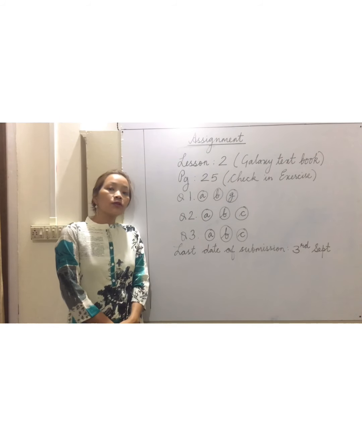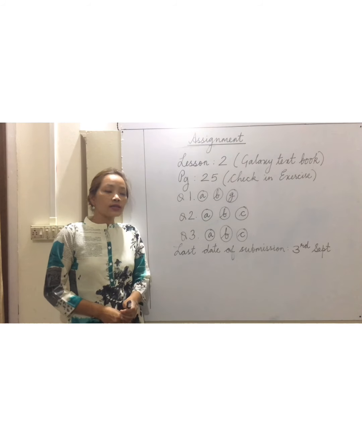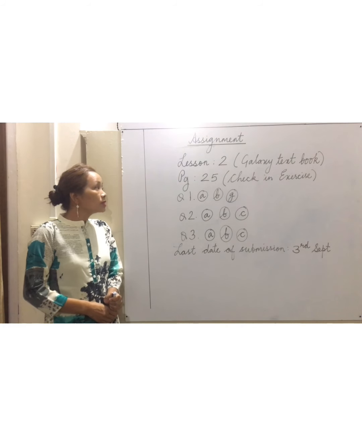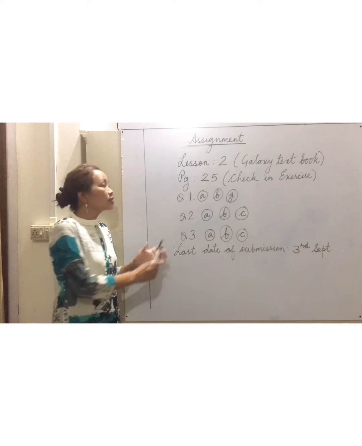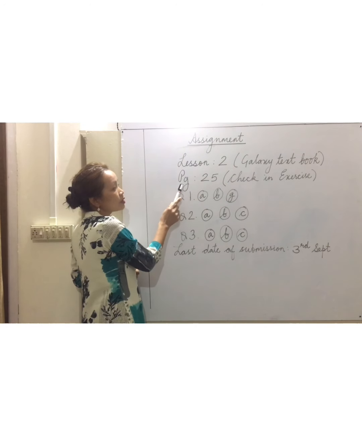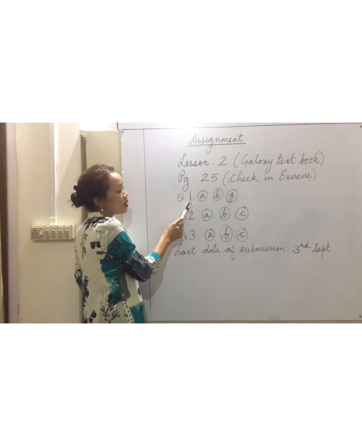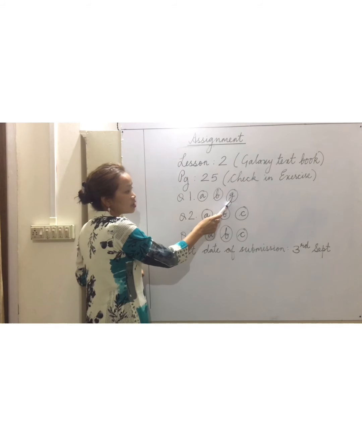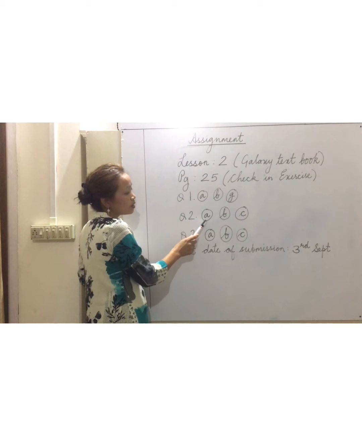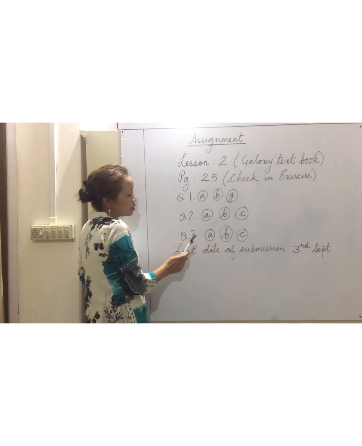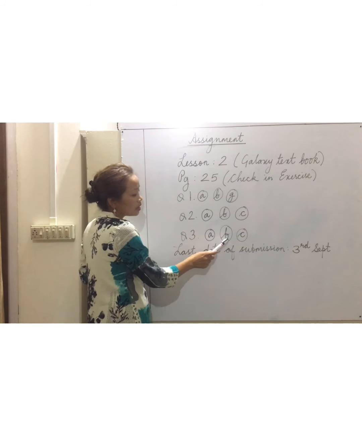Our answer is 6439, right? All right, that is all for today and here is your assignment. This is from lesson 2 of your Galaxy textbook, page 25, check-in exercise. Question number 1, A, B, and C. Question number 2, A, B, and C. Question number 3, A, B, and C.